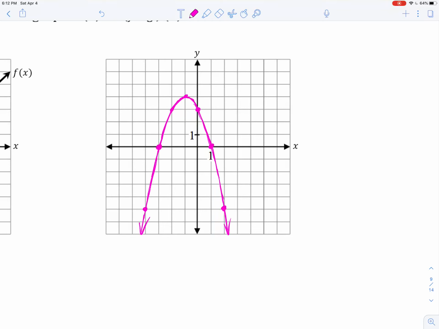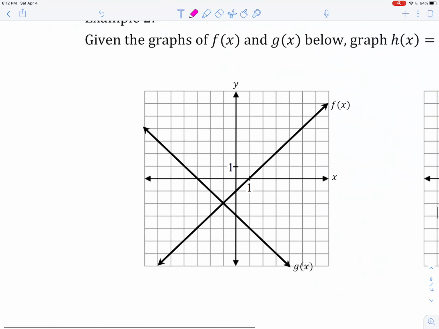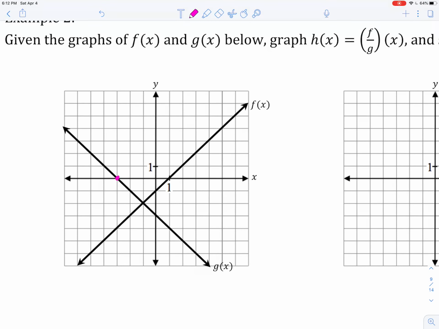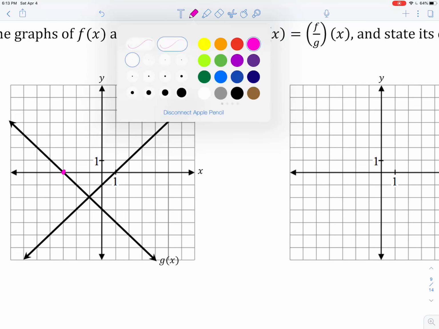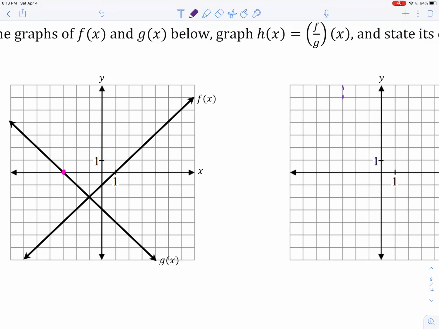When we divide, there's stuff to keep in mind. For example, we cannot divide by zero. G of x is zero over there. When x is negative 3, g of x is zero. And if we're taking f divided by g, we can't divide by that value. We can't have a value there. It's bad. It's scary stuff. So at that point, we do need to have a vertical asymptote. We have a vertical asymptote when x is negative 3, because at negative 3, g of x is 0. G of x is what we're dividing by, and we can't divide by 0.